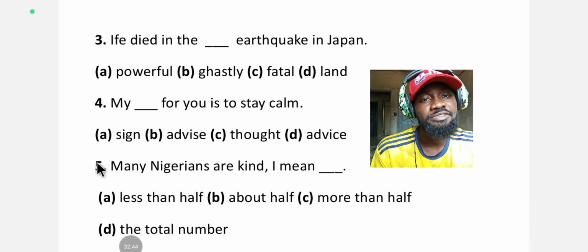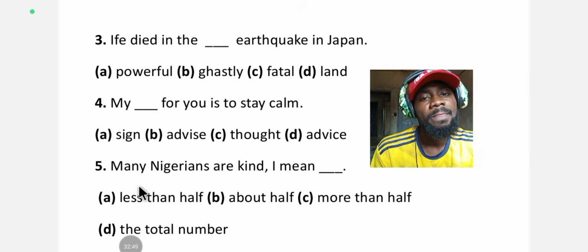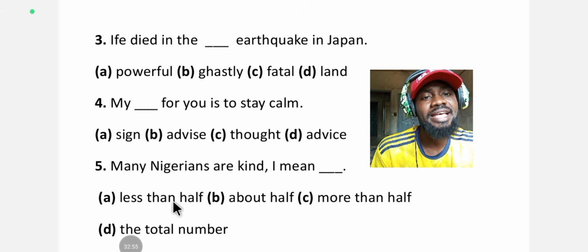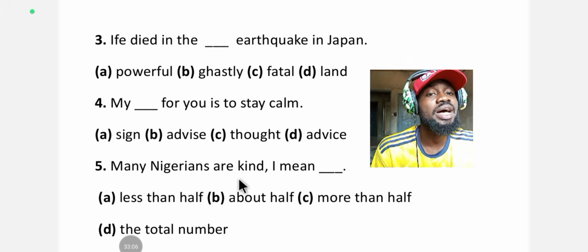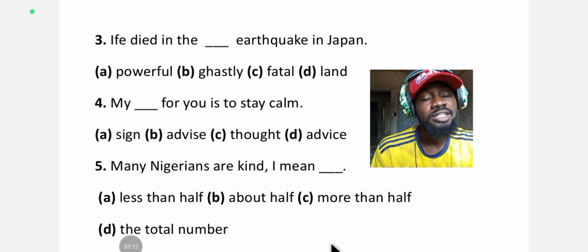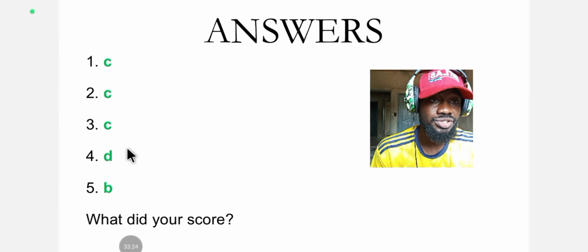Number 5. Many Nigerians are kind. I mean dash. A, less than half. B, about half. C, more than half. D, the total number. What's your answer? You answered right. The correct option is option B, about half. Many Nigerians are kind. I mean about half. These are the answers. And what did you score?